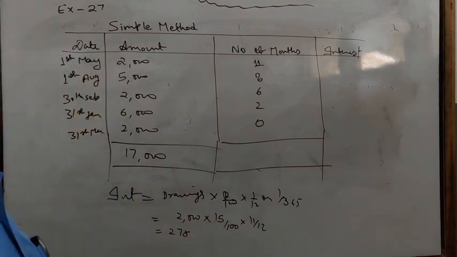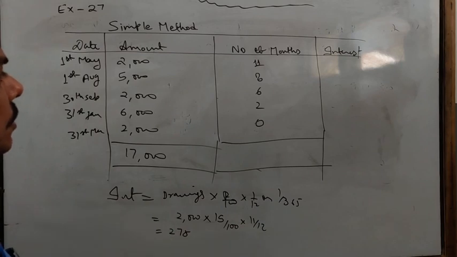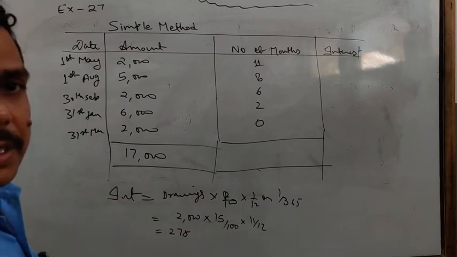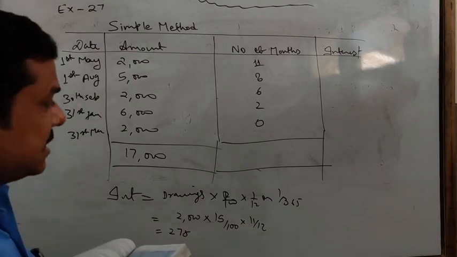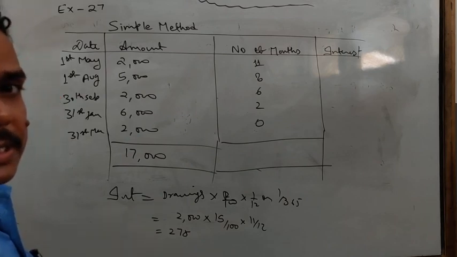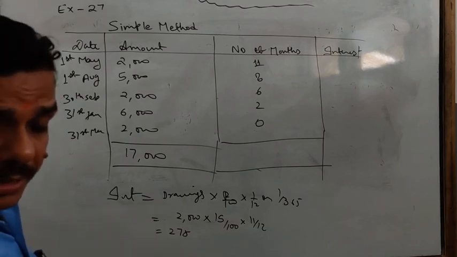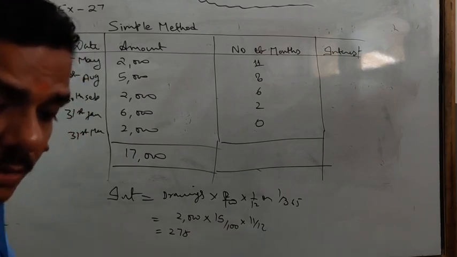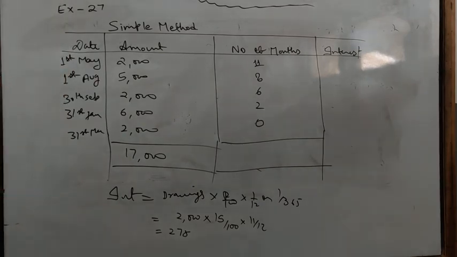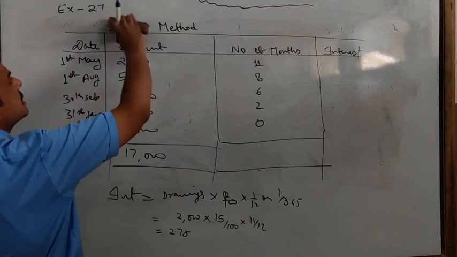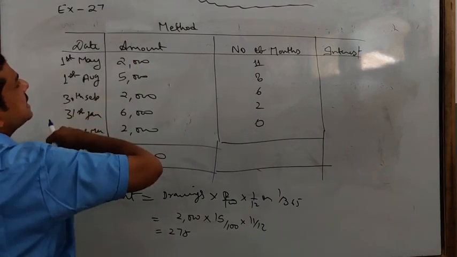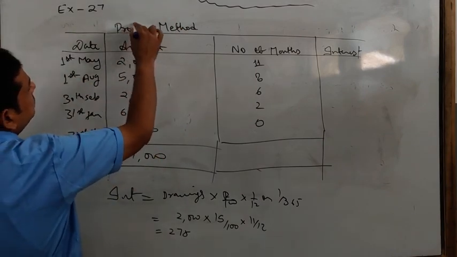Now it's a very tedious process because 5 times you have to make the calculation, you have to find out the individual amount of interest. Instead of that, one simple method is there, that is called product method. Okay? Now we will also do with the help of that. I hope this is understood. If you have any doubt, you can ask me. So our next method is product method.